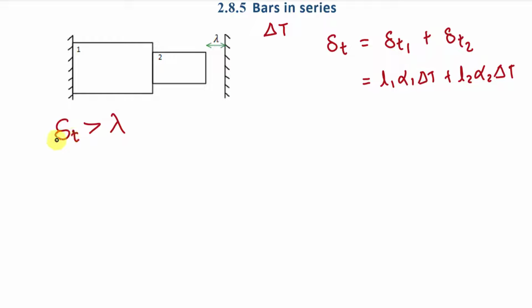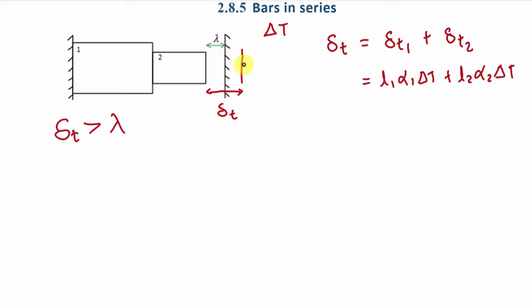Now if delta T is greater than lambda, then this surface will move up to, let's say, this distance, and here this total distance will be delta T. Fine. It will be the total of delta T1 plus delta T2, and this deformation is due to the increase in temperature delta T. So here it is delta T. Now we know that there is a restriction at a distance of lambda from this surface, so this body will not be allowed to deform beyond this restriction.